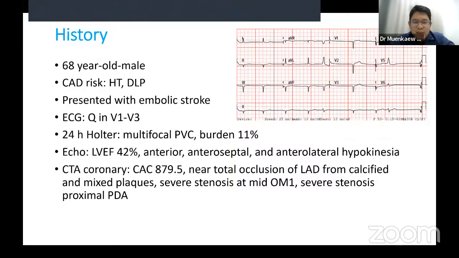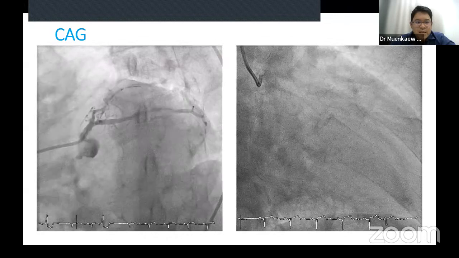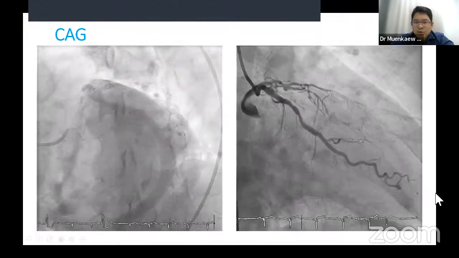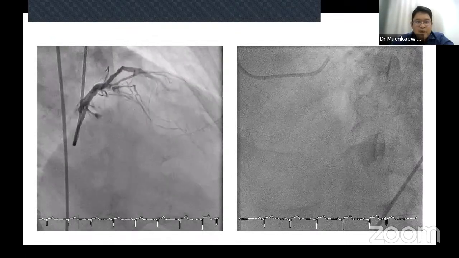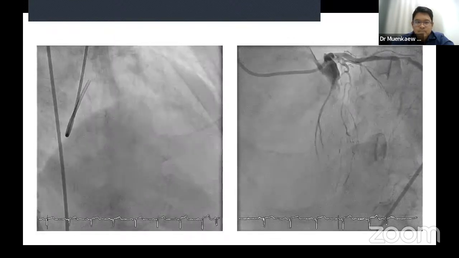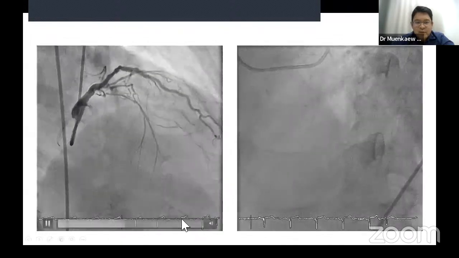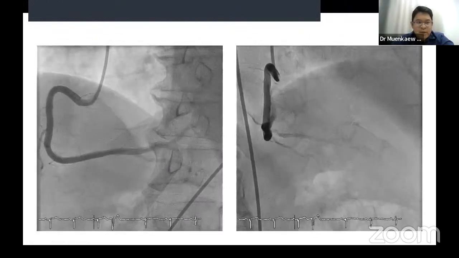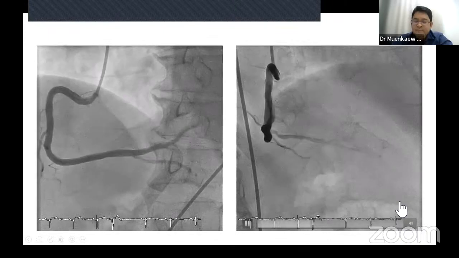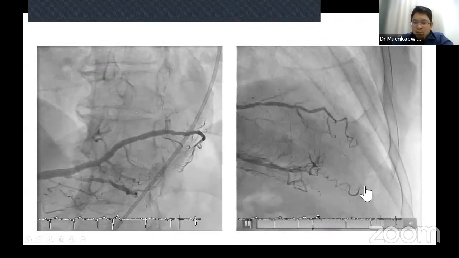So the patient underwent CTA coronary, and on the report we found near total occlusion of the LAD from calcified and mixed plaque. At that time, the patient underwent coronary angiography, and there was a chronic total occlusion of the proximal part of the LAD. You cannot see the collateral supply from the left side. And from the right coronary angiography, you can see a tiny collateral from the RCA to the apical part of the LAD, here, very distal.